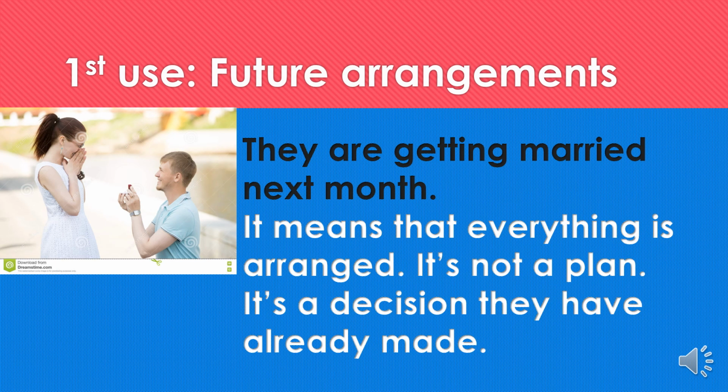They have the church, they have the date, they have arranged everything. It's not a plan. It's a decision they have already made. Okay? This is the difference between the going to plan and the future arrangements. If you say they are going to get married, it means that they have a plan. But if you say they are getting married next month, it means they have everything arranged. This is the only use of the present continuous for future use.